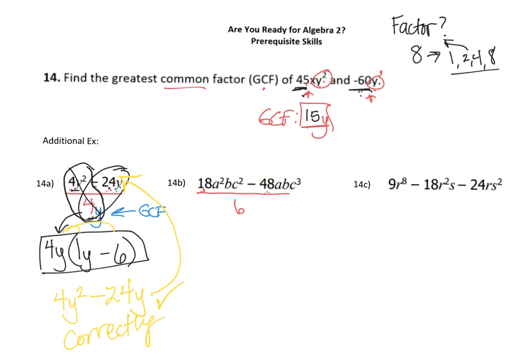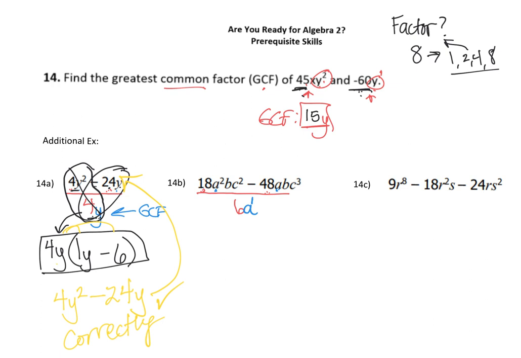Okay, then I check my variables. I'm going to write down, we have 2 a's in 18a squared and 1 a in 48ab cubed. They have it in common, so I can write it down as part of the GCF. How many can I pull out from each? 2 a's and 1, limited by the smaller amount. We always take out the smaller of the two choices, so we can take out 1 a.